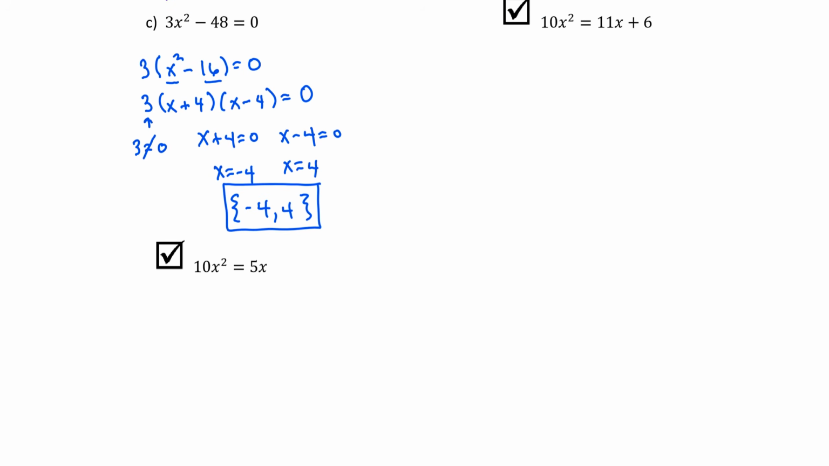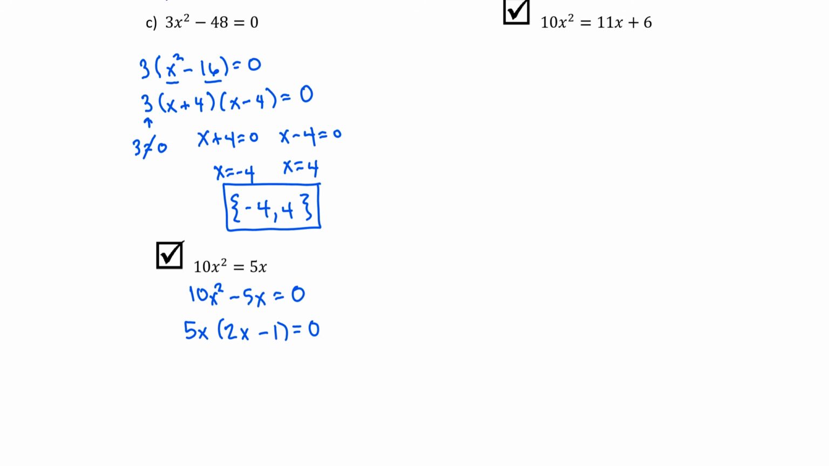The example below C with the checkbox is going to be very similar to the one that we just did. So I'm going to start by subtracting 5x from both sides to get all terms together and set it equal to 0. And then again, we're going to recognize we only have two terms, but they have a GCF of 5x. So if I factor out 5x, that's going to leave behind 2x minus 1.